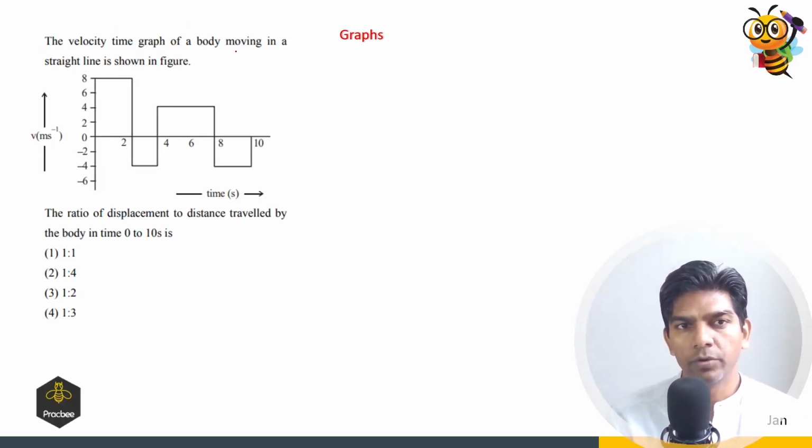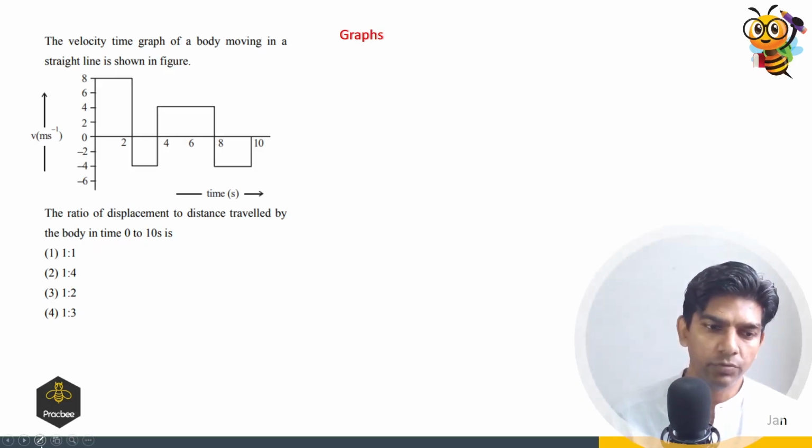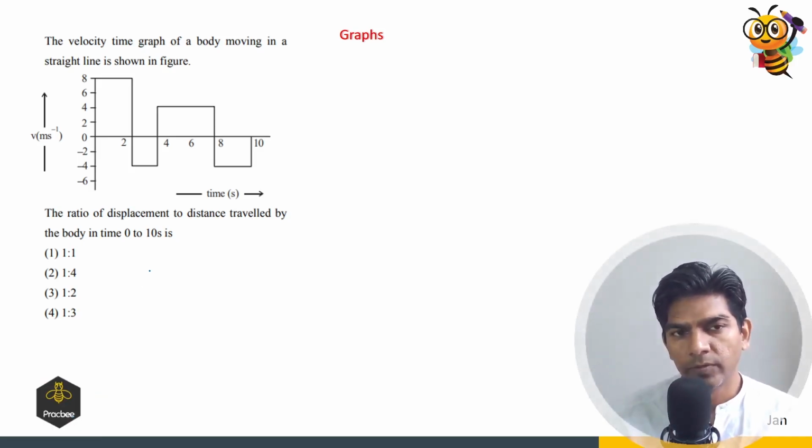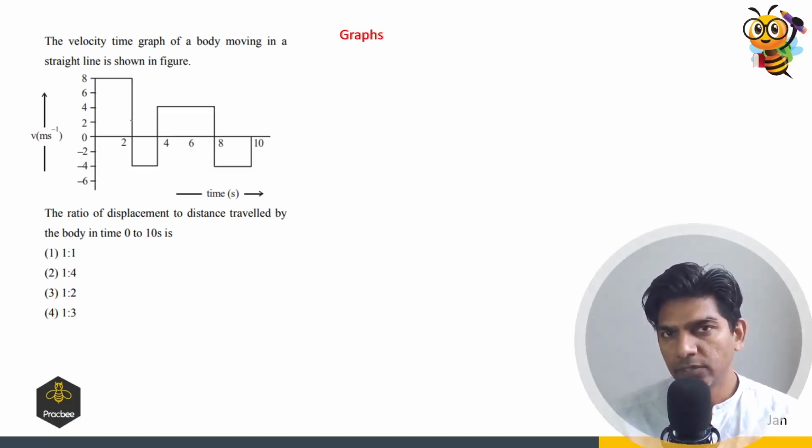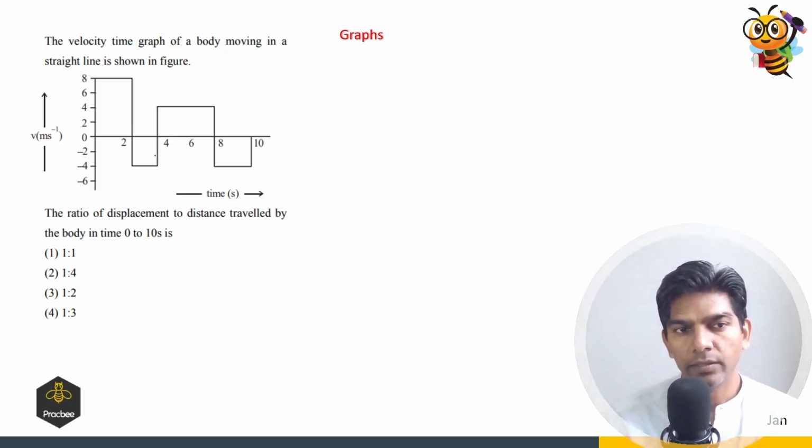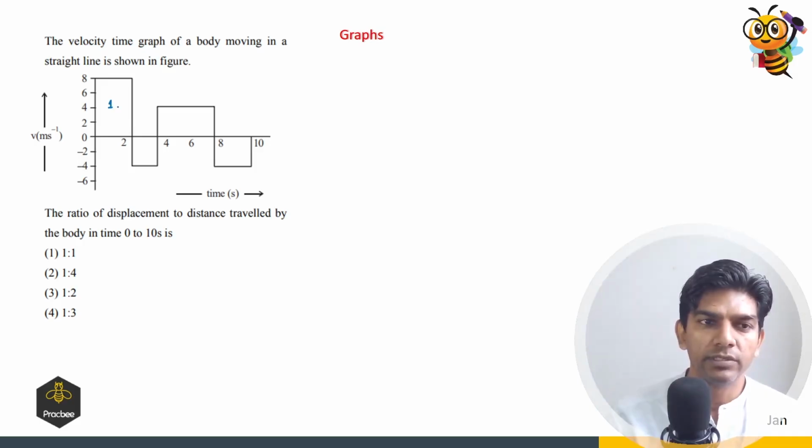Now let us see this question. The velocity time graph of a body moving in a straight line is given by this graph. Find the ratio of the distance to the displacement traveled by the body in time 0 to 10 seconds. In order to find this, we have done a similar question, where to calculate the displacement, the areas above the time axis we have to take as positive, and the area below the time axis we have to take as negative. So let me call this area 1, this is 2, this is 3, this is 4.